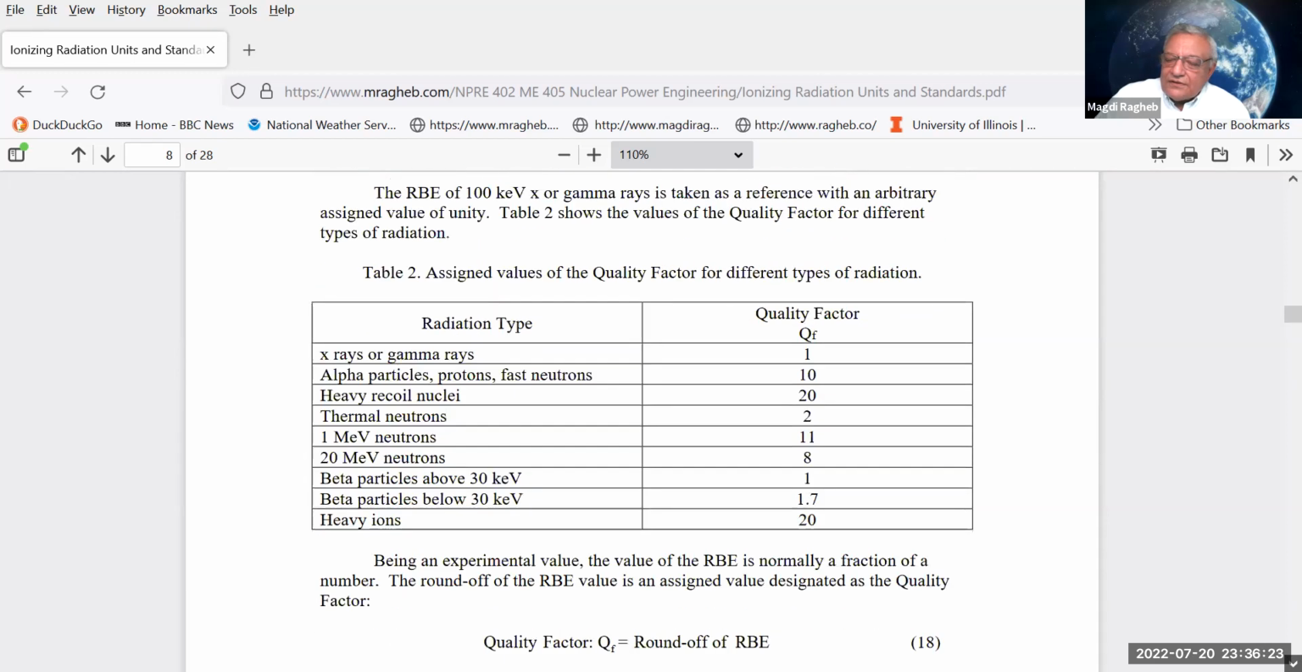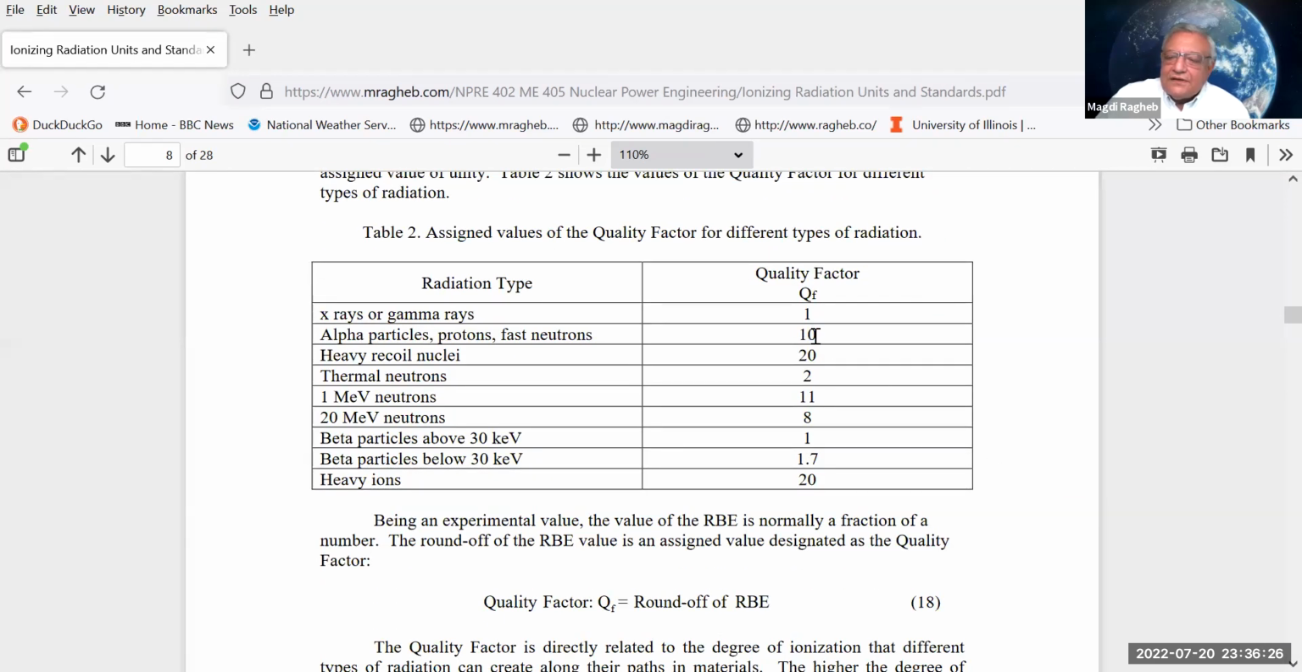So you could see here now that it's an integer, it is not a fraction, it doesn't have a decimal point. If you use alpha particles, protons, and fast neutrons, they cause more effects or damage, or beneficial, depending on the use, 10 times as much biological effects as X-rays or gamma rays of the 100 kilo electron volt range. So in that case, we designate the relative effect by what we call the quality factor. So alpha particles, protons, and fast neutrons cause 10 times the effect in biological matter of what 100 kilo electron volt X-rays would cause. If you have heavy recoil nuclei, oh, the damage is even higher. It could be 20 times as the quality factor.